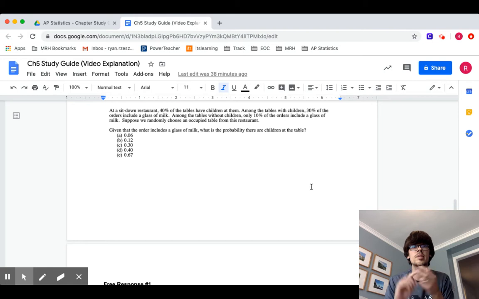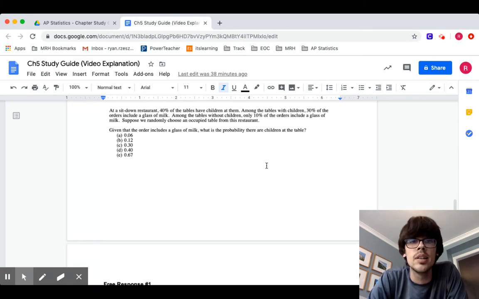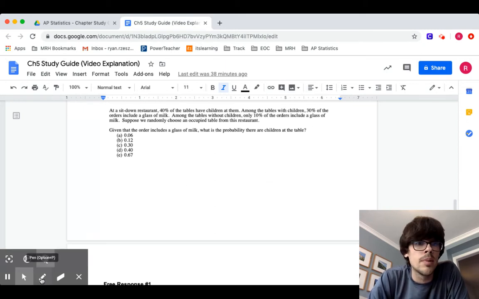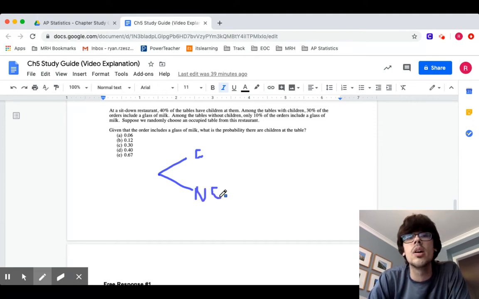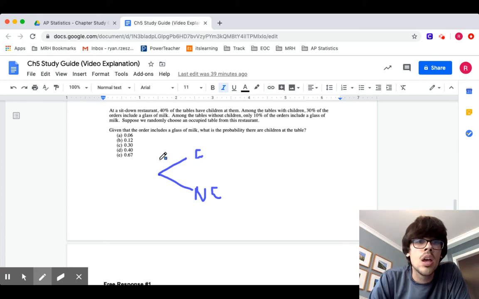Tables and tree diagrams. If there's a sequence to the events or you have conditional probabilities, tree diagrams are the way to go. And the first thing they talk about in this problem is, hey, 40% of tables have children. And then that means 60% would not. And from there, it talks about how likely you are to order milk. So 40% of tables have kids at them, so 60% don't. Of the tables with children, the rate at which people buy milk is 30% of orders, meaning that 70% would not.